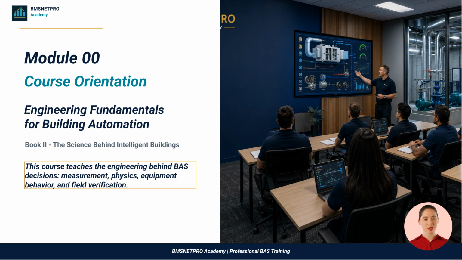Welcome to Module 00, the course orientation for Engineering Fundamentals for Building Automation. This course is based on Book 2 of the BAS Manager Handbook. The goal is not to memorize equations. The goal is to understand the physical systems behind the BAS screen, so every control decision is grounded in engineering, measurement, and field reality. In this orientation, we will review the course purpose, the learning path, how the modules are organized, how to use the videos and downloadable resources, and what is required to complete the course.